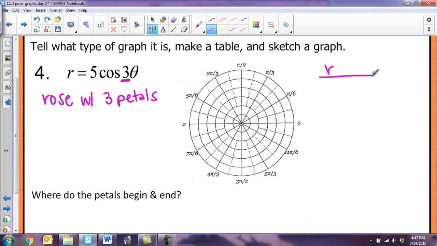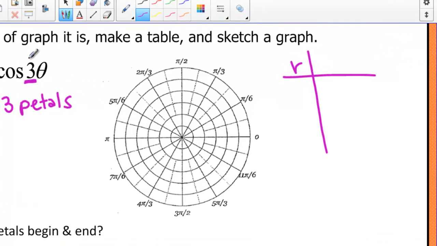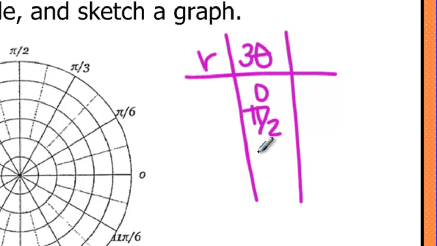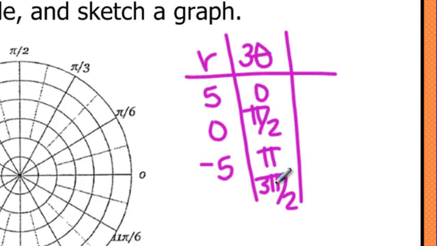I'm going to have an R column, and I'm also just going to use whatever was inside here, so 3 theta. I want to plug in my easy values and not have to worry about that 3 right away. Okay, so once I plug this in, if I take the cosine of 0, I get 1, and I times that by 5, so that's 5. Cosine of pi over 2 is 0, so 0 times 5 is still 0. Cosine of pi is negative 1 times 5 is negative 5. And then cosine of 3 pi over 2 is 0.